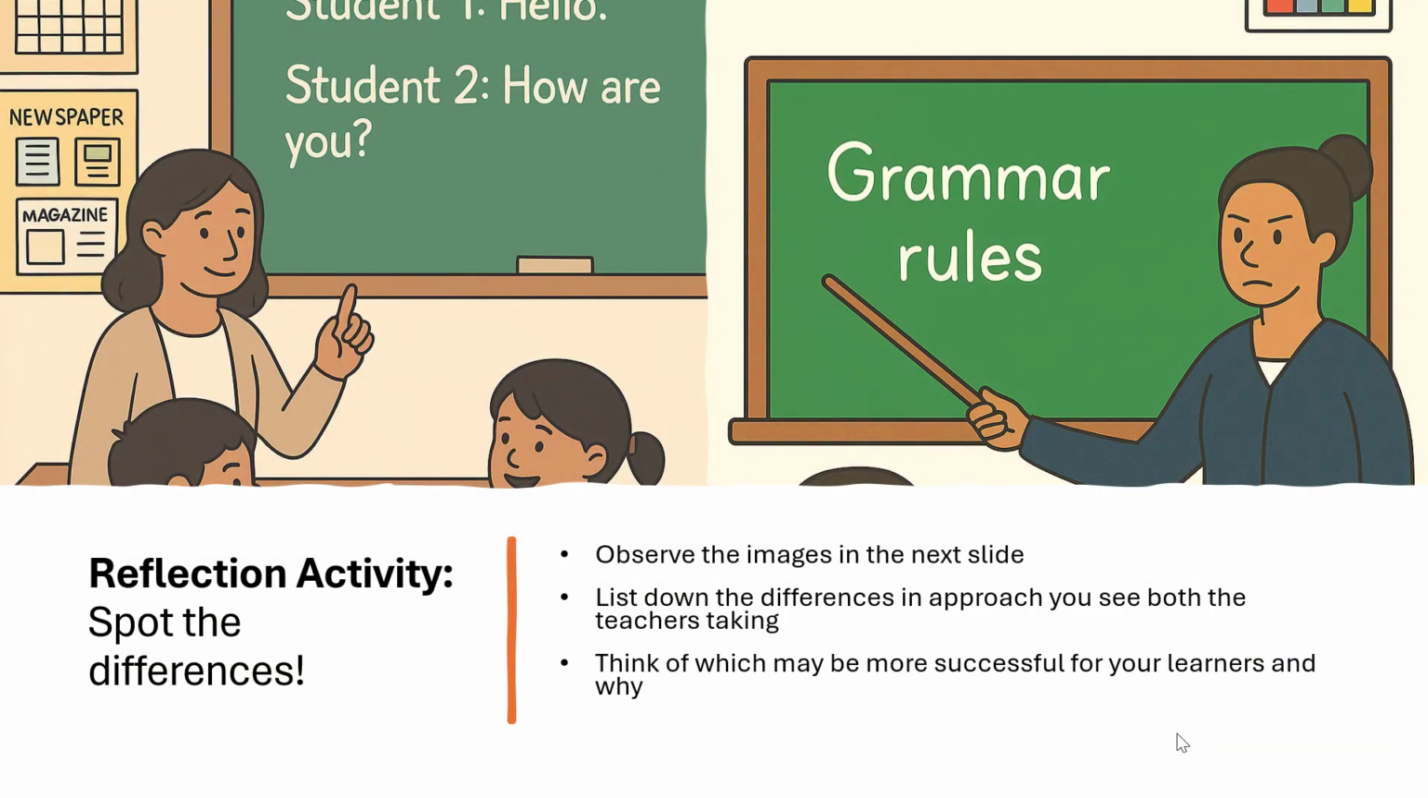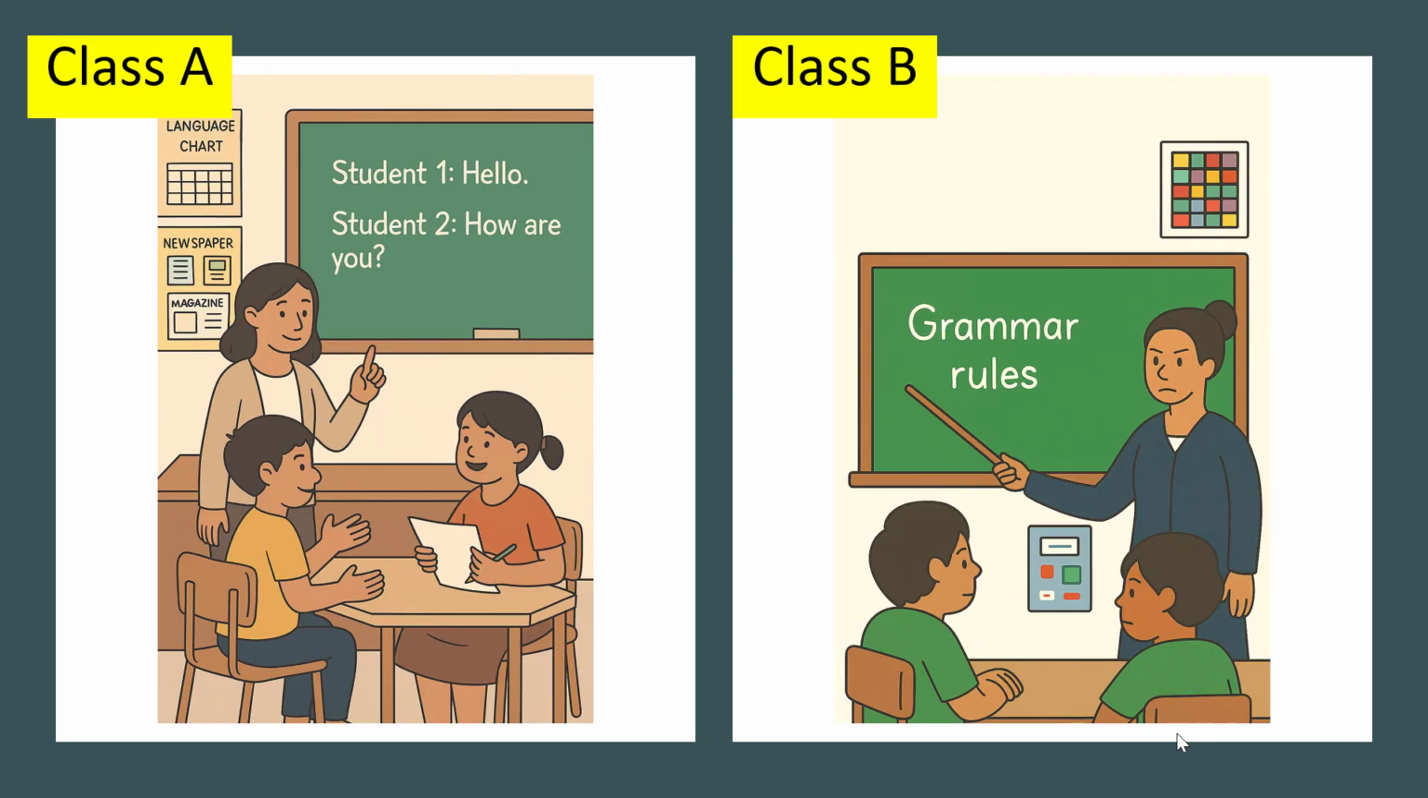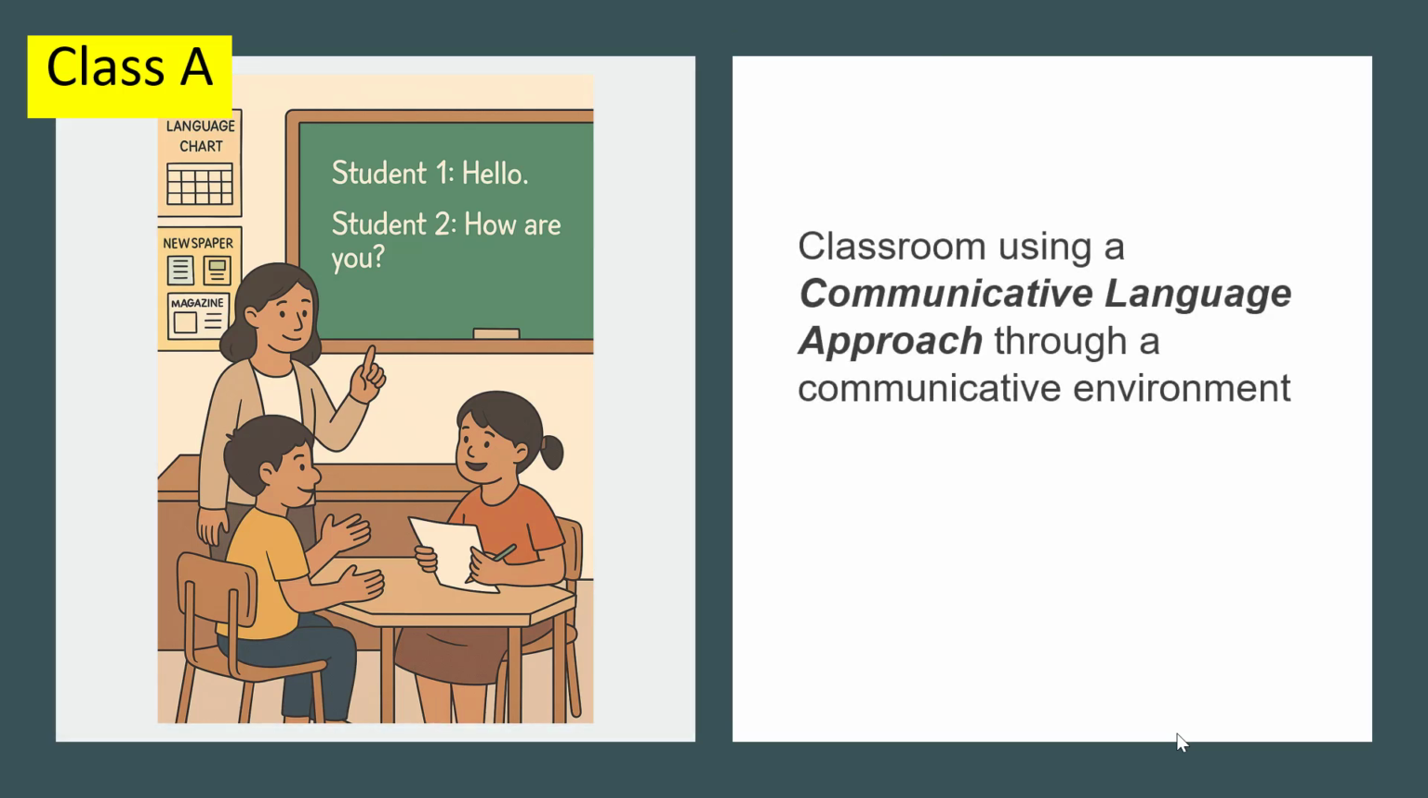Let's recap. In our previous video, we looked at a reflective activity called Spot the Difference, where we were given three reflective tasks. Did you list down the differences you saw between the approaches used by the teachers in Class A and Class B? Were you able to think of which one may be more successful with your learners and why? Great! Only one of these classrooms can successfully help your learners develop communication skills. Let's find out which one it is.